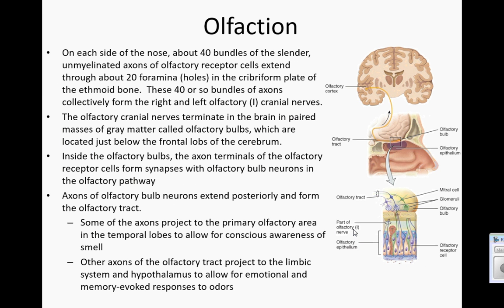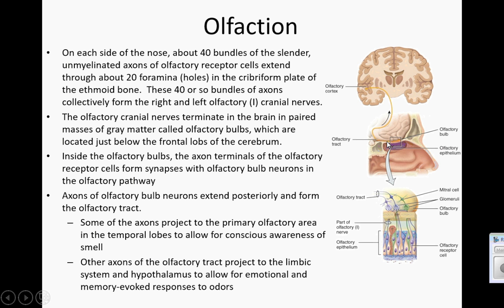Now let's talk more about the olfactory receptor cells. On each side of our nose, we have 40 bundles of these olfactory receptor cells that extend down through holes in this plate of bone that is the roof of our nasal cavity. This plate of bone comes from our ethmoid bone. It's known as the cribriform plate.